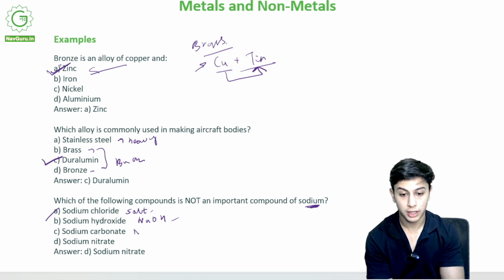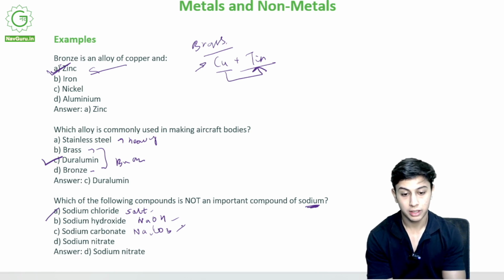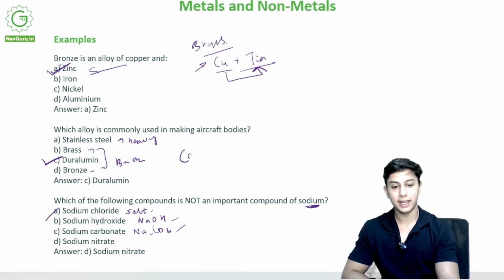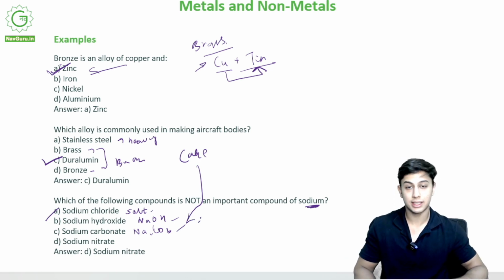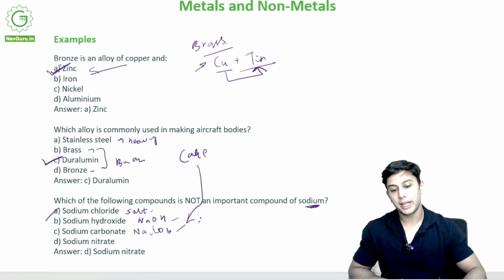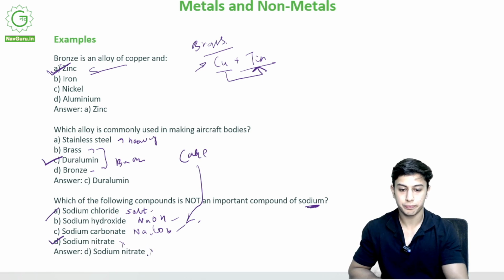Sodium carbonate, Na2CO3. Remember this formula. This is also important. It is used in bleaching powder, your baking soda and all that. You can eat a cake due to this only. You have cakes at home. This is due to Na2CO3 only. Sodium nitrate. This is the correct option. It is not that important.